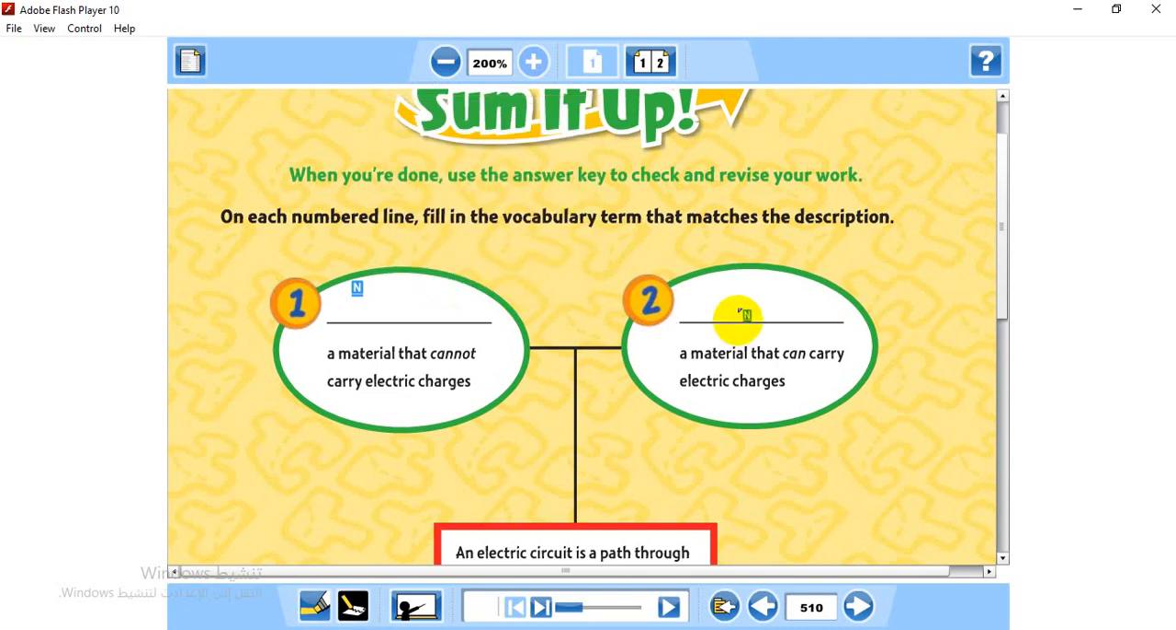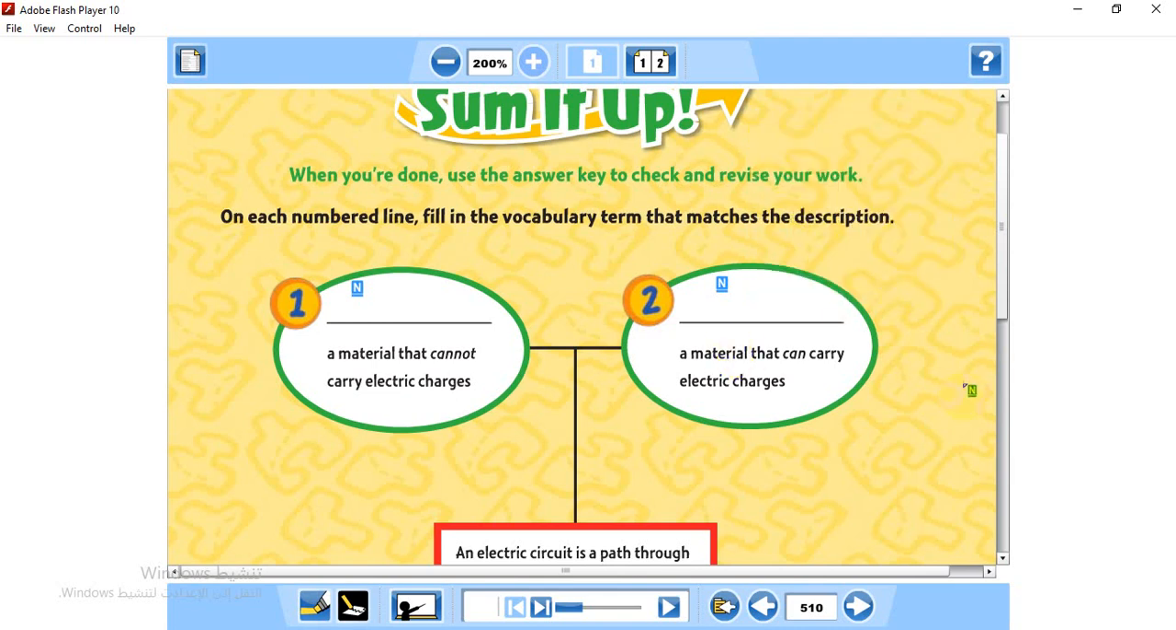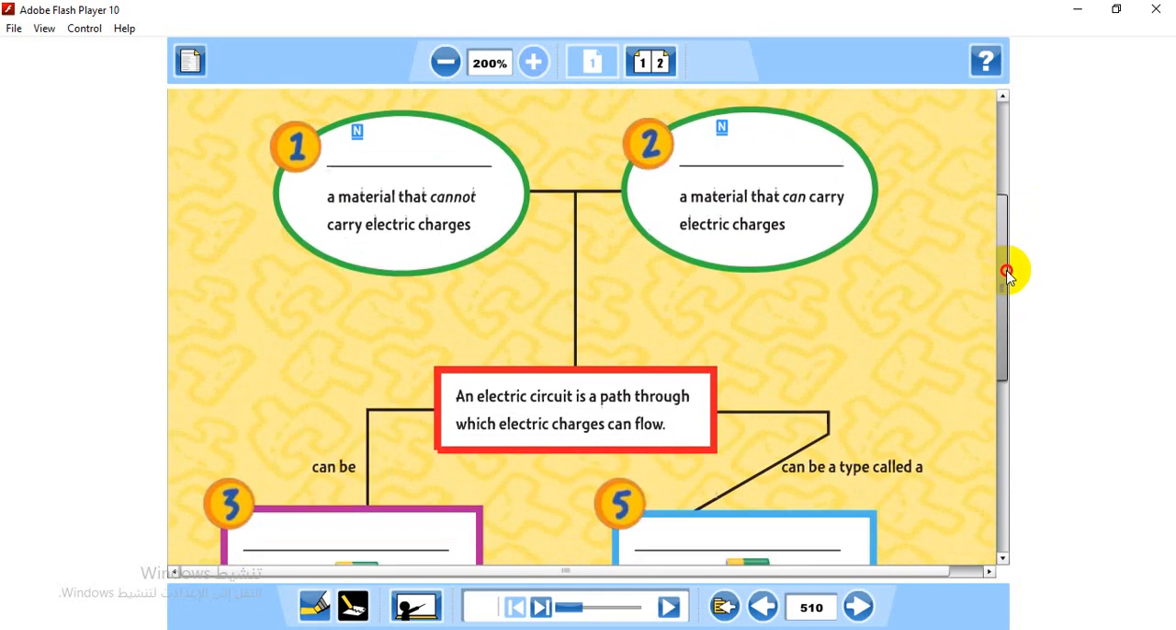Let's go down to the next one. The next definition is a material that can carry electric charge. Sure, it is conductors. Okay, conductors. Save it and let's go to the next question here.